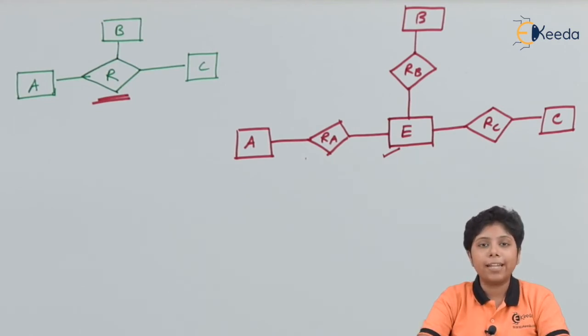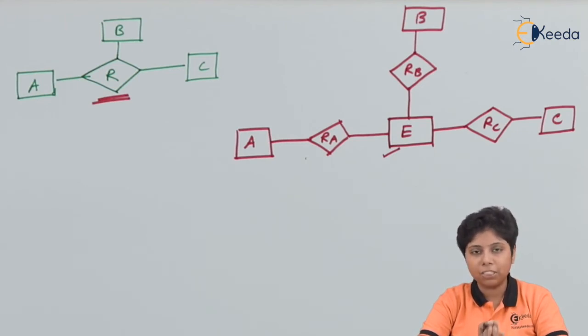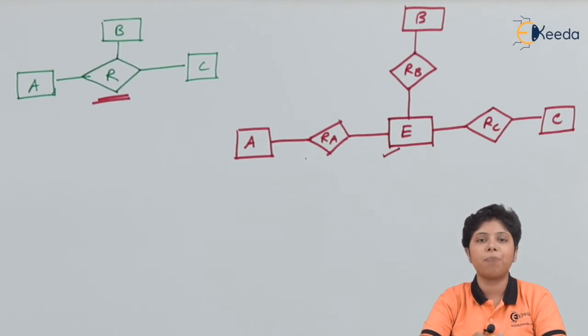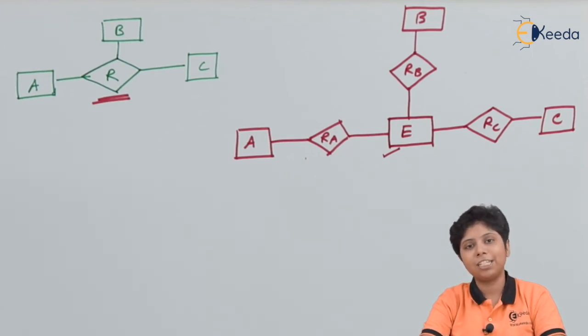Now the third and the most important point is that we cannot represent some constraints that are placed on a ternary relationship using a combination of binary relationships. Say, for example, an instructor can be a project guide to many students, but a student cannot have more than one instructor.